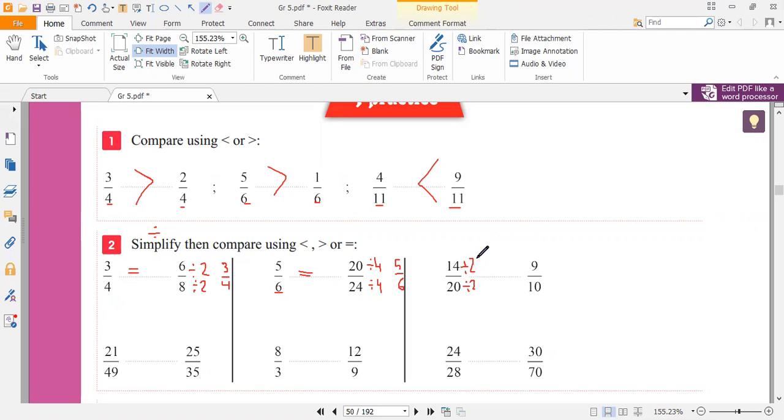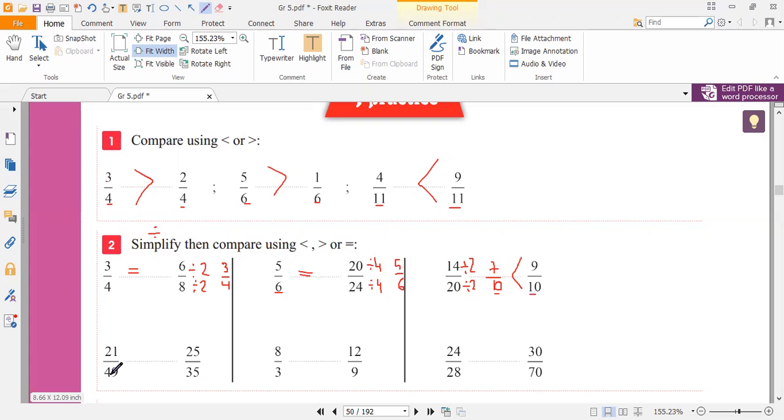14 divided by 2, I look at 2. 2 times what equals 14? 7. 2 times what equals 20? 10. Now as I said, when we have the same denominator, the greater numerator is the greater one. So here 9 over 10, or 9 tenths, is greater than 7 tenths.